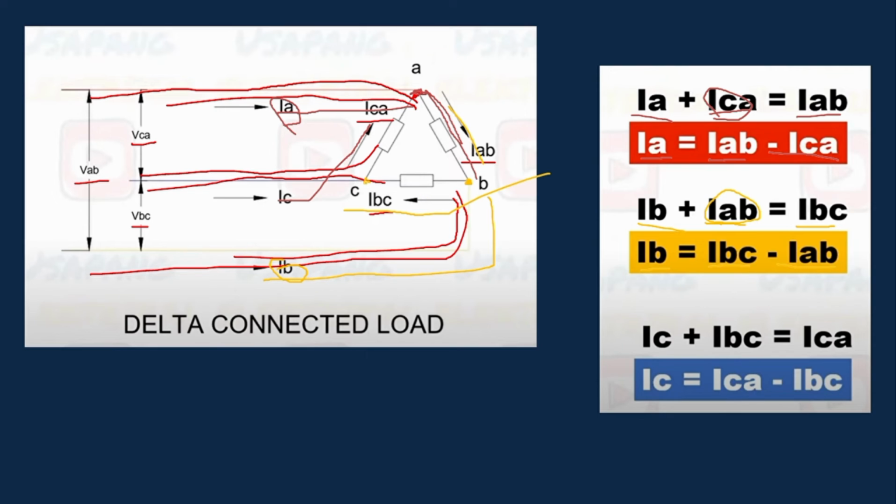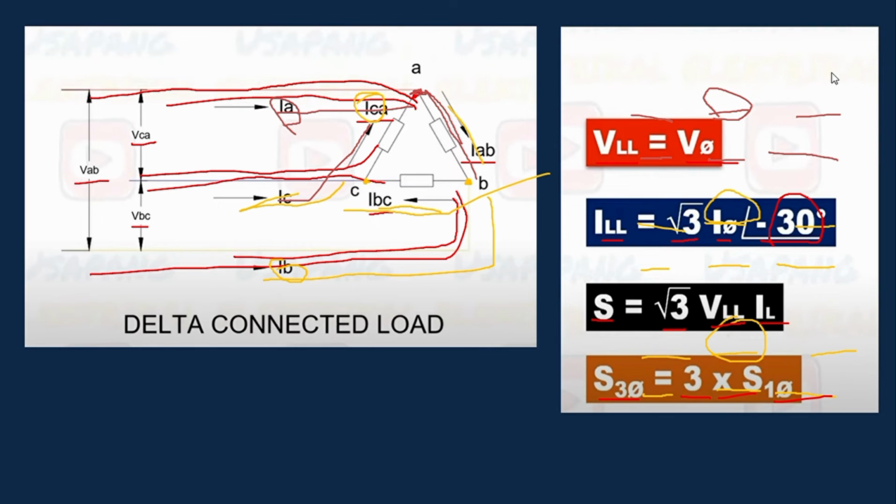Next is load C. So, ang pumapasok sa load C natin is IC. Tapos, ang pumapasok pang isa ay ito, IBC. Ang lumalabas naman na current sa load ay ang ICA. So, IC plus IBC is equal to ICA. Ngayon, ang hinahanap natin sa load na C ay ang IC. So, IC is equal to ICA. Ngayon, itatranspose natin itong IBC. So, magiging minus IBC.